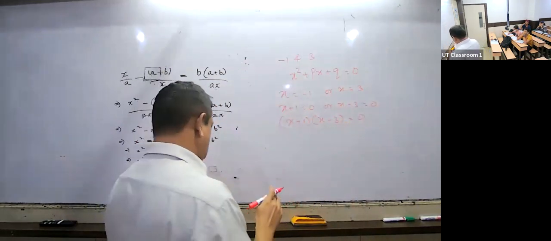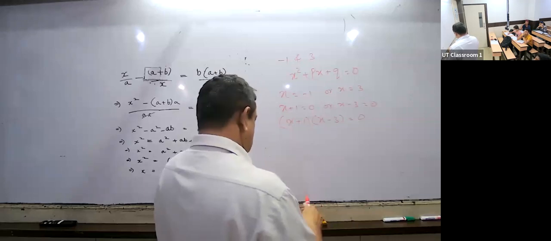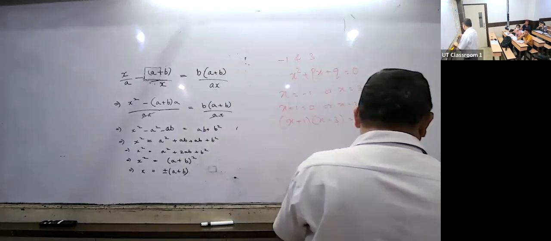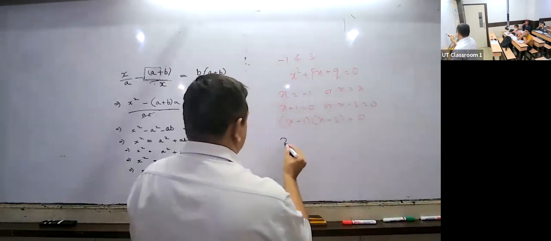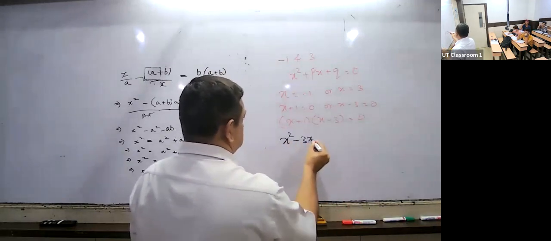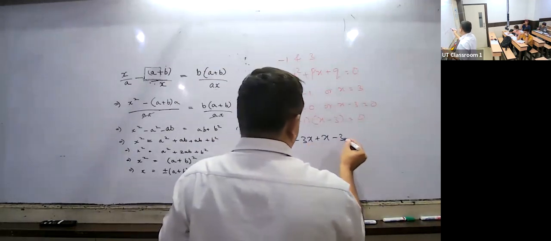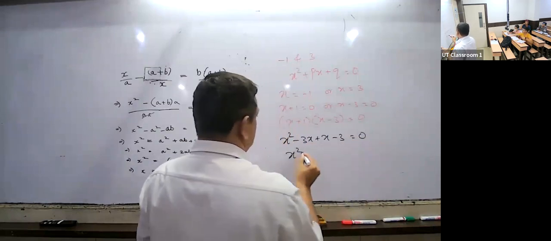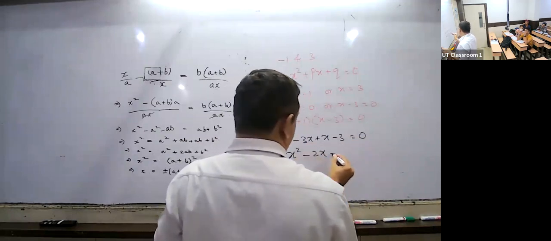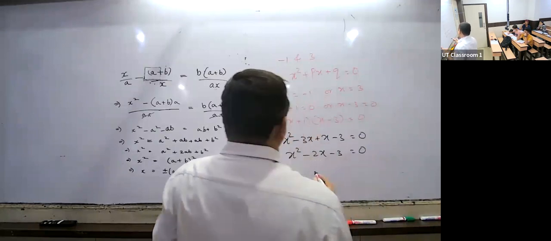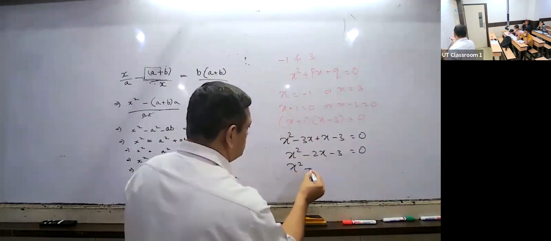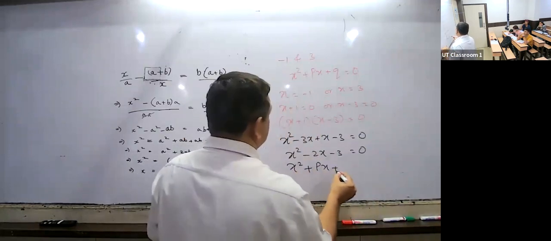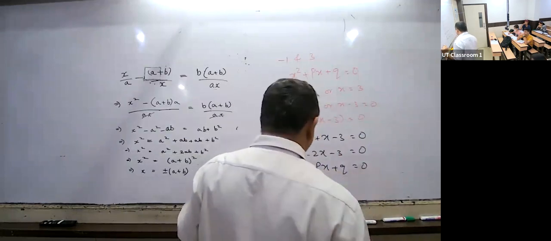Now, multiply. What will you get here? x square minus 3x plus 1x minus 3. That is x square minus 2x minus 3 equal to 0. Now the equation is given as x square plus px plus q is equal to 0.